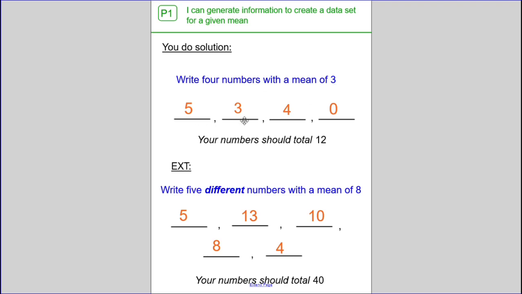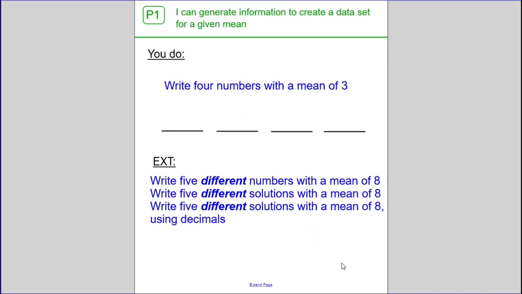So here you wanted 4 numbers with a mean of 3. So you need to get 4 numbers. Make sure that they total to give you 12. Any numbers would be fine as long as they add to give you 12. 5 different numbers with a mean of 8. Remember, different means that the numbers cannot repeat. They can't be the same. And the total should be 40. So any 5 different numbers that give you 40 would have been fine.